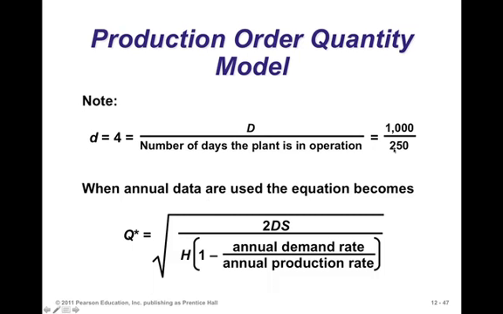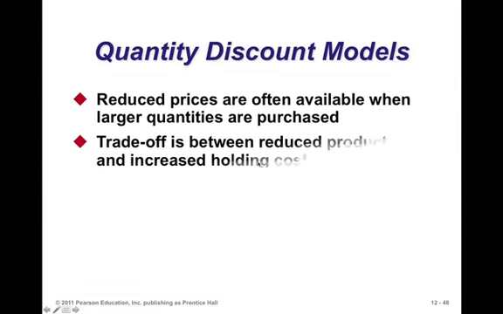This is just us expressing what we talked about a bit earlier. So D, the demand rate 4, was determined by the annual demand divided by the number of days in operation. And that's how we got 4. When the annual data are used, the equation becomes the equation that we've already seen, which is the square root of 2DS over H, but H is actually modified by that ratio, by that fraction right here.